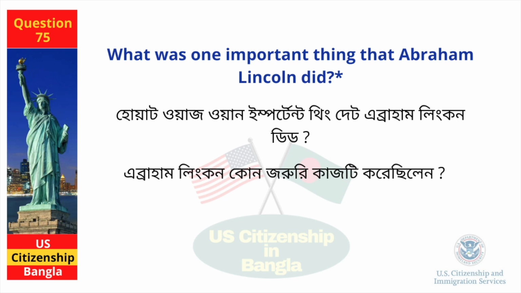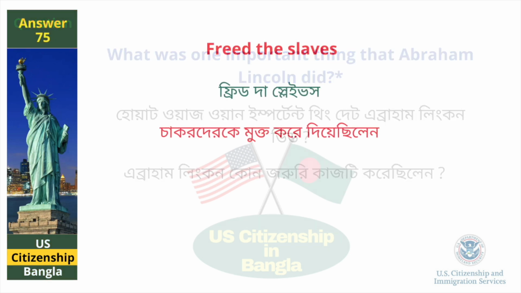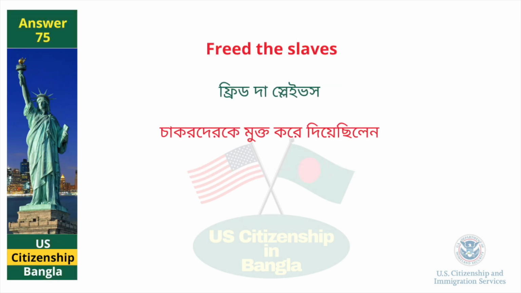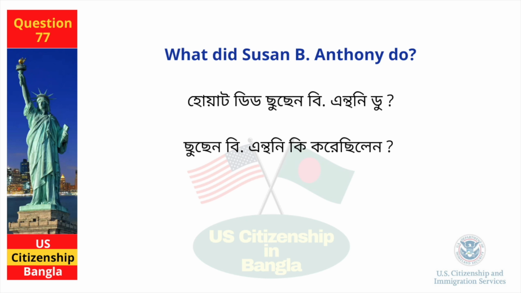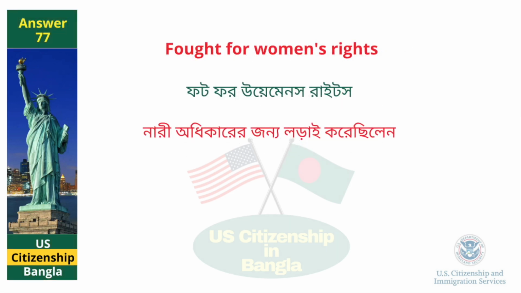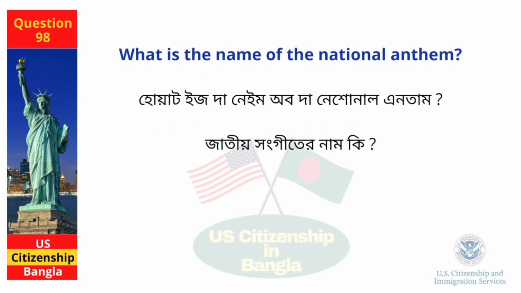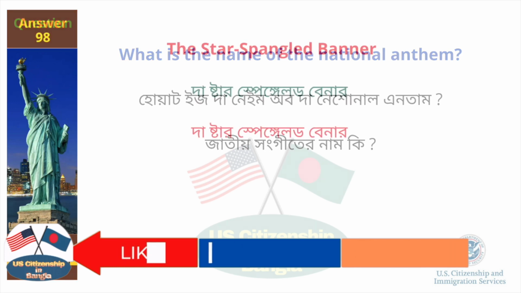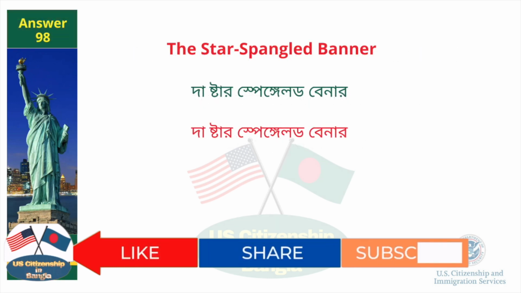What was one important thing that Abraham Lincoln did? Freed the slaves. What did Susan B. Anthony do? Fought for women's rights. What is the name of the national anthem? The Star Spangled Banner.